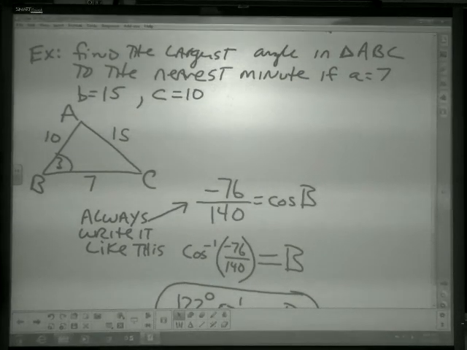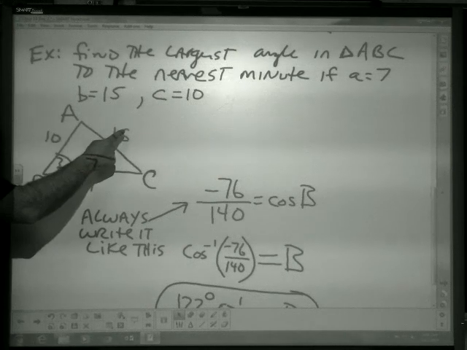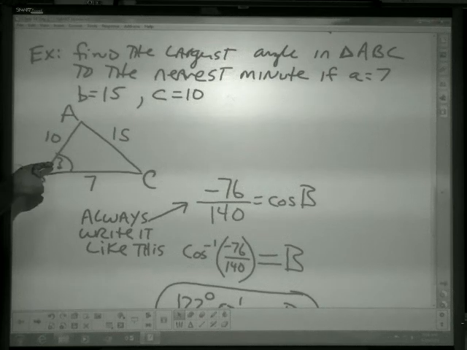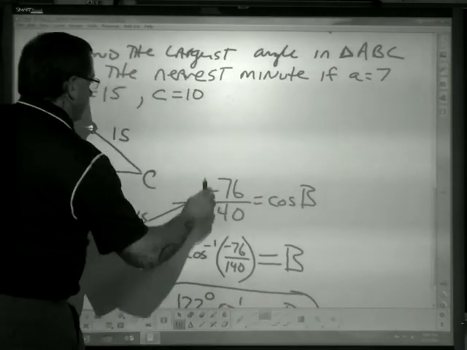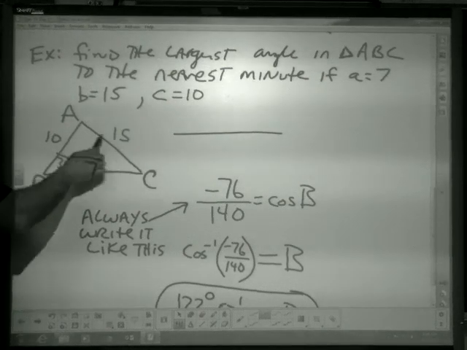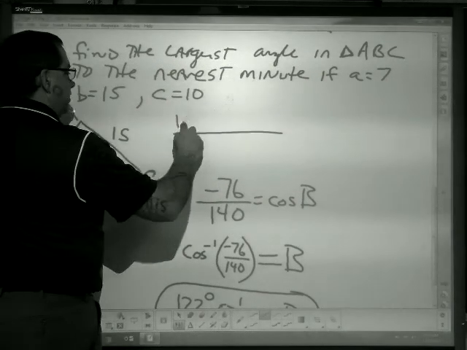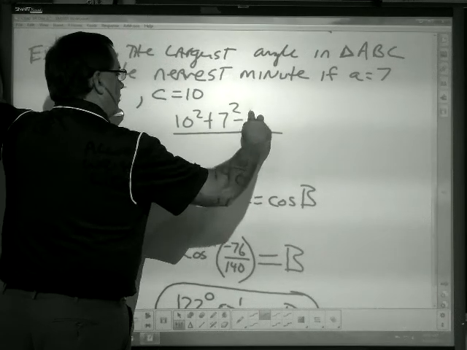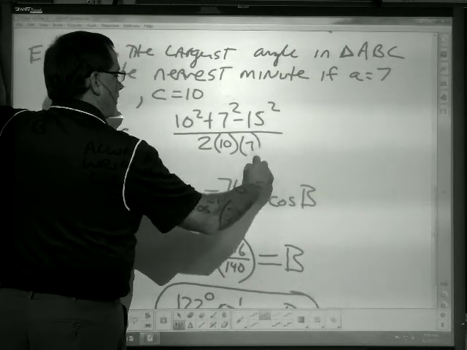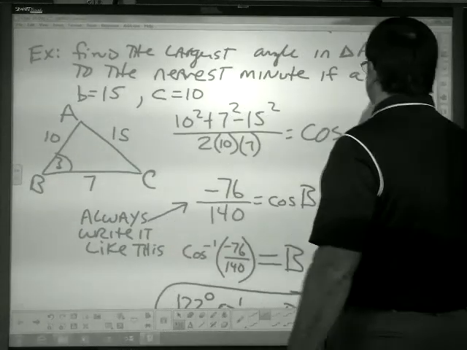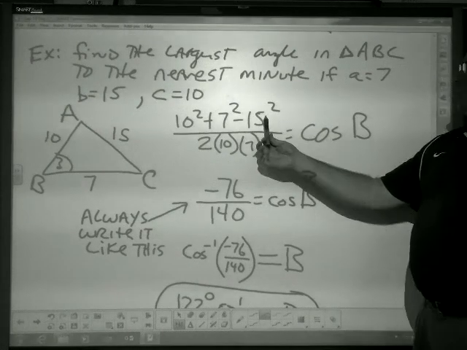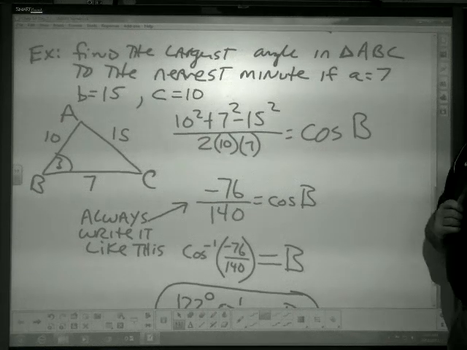Largest angle. Well, the largest angle in any triangle is across from the largest side. Okay? So right now, this little question mark, this is the angle I'm trying to find. So if I set this up properly, what I'm trying to find has to be the minus part. So these two parts will come first. So 10 squared plus 7 squared minus 15 squared over 2 times 10 times 7. That is cosine, and in this case, letter B. Again, don't get hung up on the letters. Just know that this side is across from the angle we're trying to find.